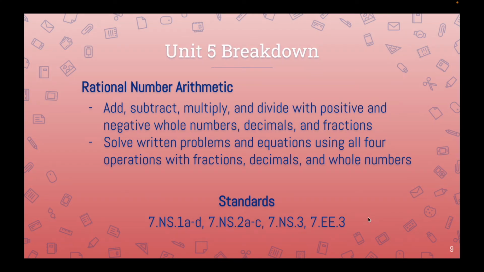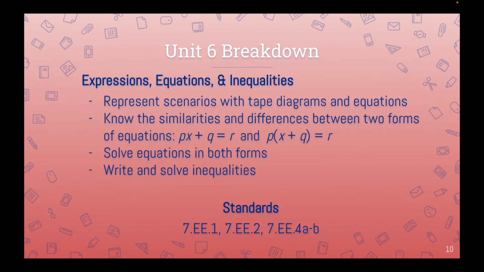Unit 5 is all about rational number arithmetic. Students will add, subtract, multiply, and divide with positive and negative whole numbers, decimals, and fractions, and they'll solve written problems and equations using all 4 operations involving fractions, decimals, and whole numbers. This addresses NS1, NS2, NS3, and EE3.